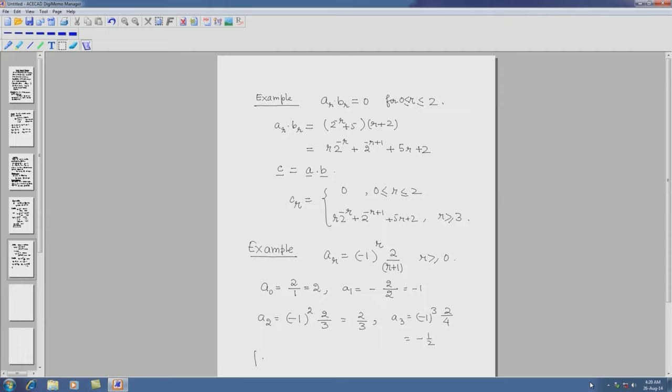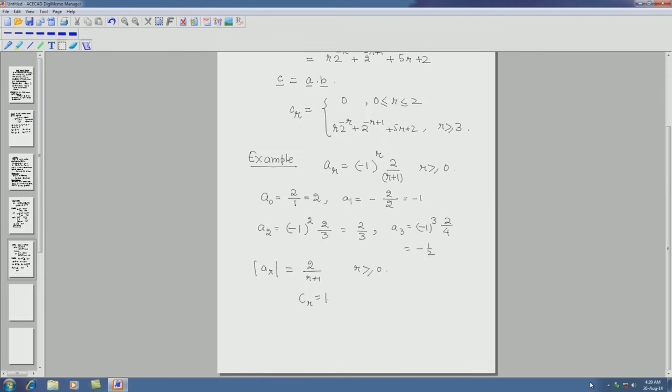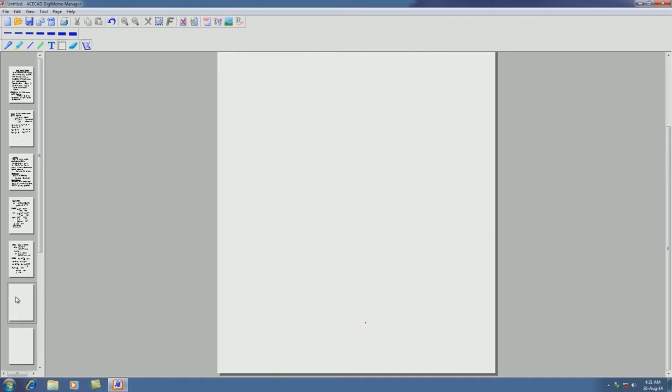Now, the absolute value of A(R) is simply 2 by R plus 1 for all R greater than or equal to 0. And if we define C(R) equal to the absolute value of A(R) for R greater than or equal to 0, then the discrete numeric function C is called the absolute value of A. So, we have defined addition, multiplication, scalar multiplication and then absolute value operation on discrete numeric functions.